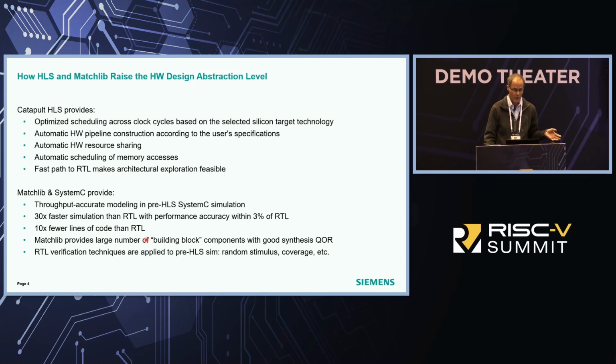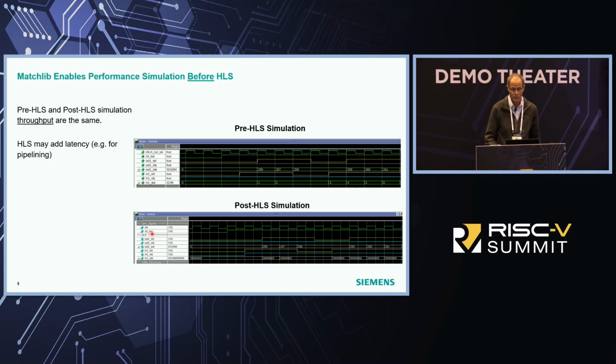There are many different building block IPs available that are pre-built to provide good foundation models that will synthesize to silicon with good quality results. And lastly, you can apply RTL verification techniques at this level. So you can do constrained random testing, you can use SystemVerilog UVM, you can do coverage and so forth. So just real quickly, this is to give you an idea of what the simulation looks like in what we call the pre-HLS simulation.